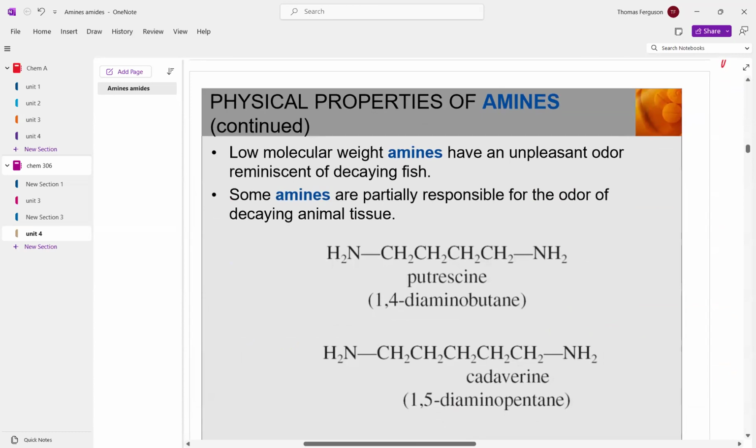Amines, like sulfur compounds, usually are stinky. In fact, when you have rotting flesh, these are the two amines that contribute to that awful odor. And they're aptly named cadaverine and putrescine.